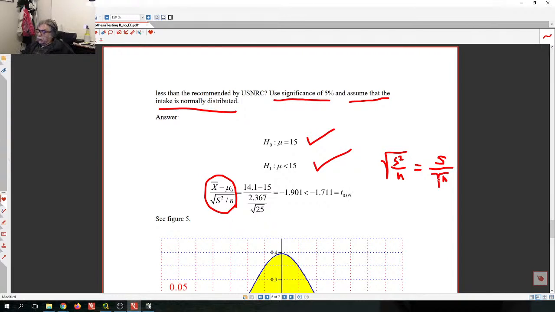Okay? And so that's what I'm writing here. On the top, of course, I have a sample mean, which is 14.1. Presumed, 15. Presumed, null hypothesis claim population mean of 15. Downstairs, I have this s, 2.367, divided by radical of 25, the sample size. That's just 5 here. So this whole calculation ends up with negative 1.901. I think this is an approximation, but maybe it isn't. I don't know. I think it's an approximation, so maybe I should put a wiggle here. All right.